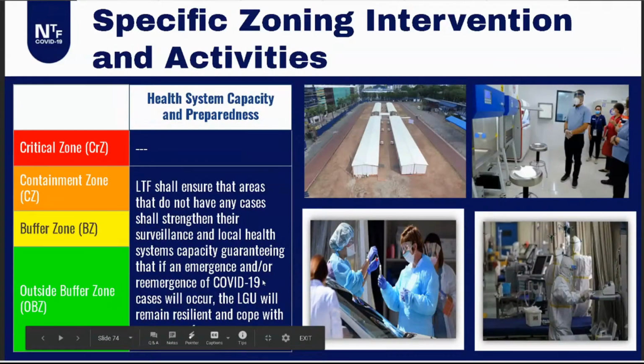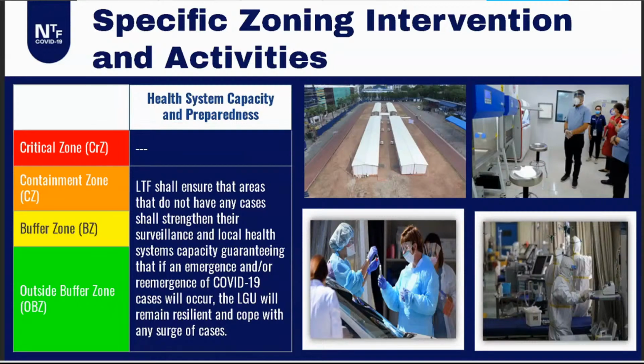So, lastly po, this is the last intervention. For LGUs na wala pa pong case or konti pa lang po yung kaso natin, in other words po, manageable pa po, it is really important for the local task force to ensure that areas that do not have any cases or konti pa lang shall strengthen their surveillance and local health system capacity, guaranteeing that if an emergence, ito na po yung sinasabi natin, we must always be ready, preparedness. Pag wala pa po kayong COVID-19 case, the better.